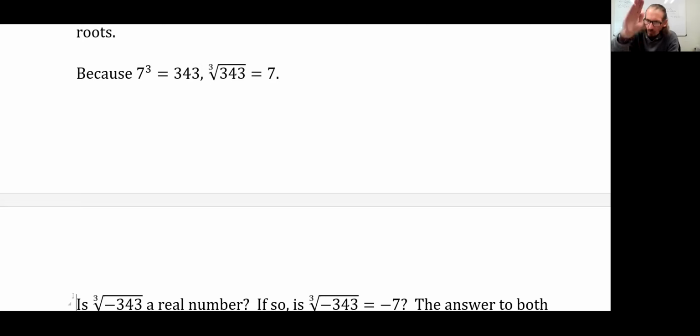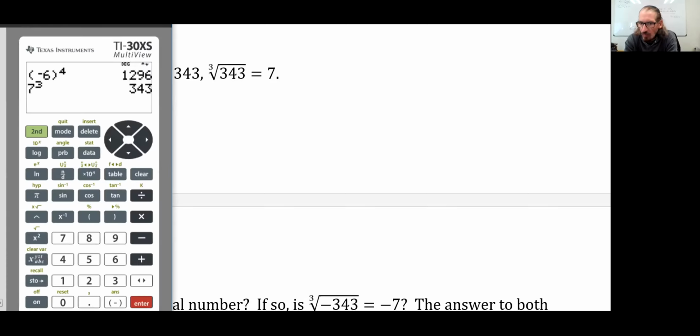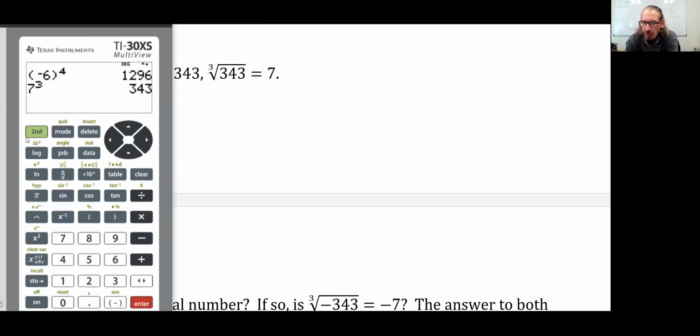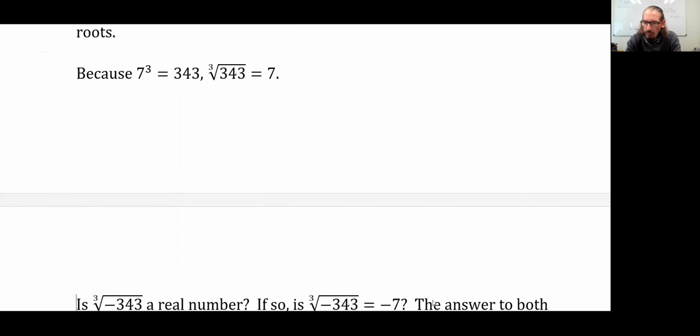So addressing one of the issues that was listed up above, I haven't shown the radical button yet. If I try to take the cube root of a negative number, can I do it? And the answer is yes. Because if I change that 7 to a negative 7 and cube that, the first two negatives are going to cancel out, and the third one will leave us with the answer overall being negative. So vice versa, the cube root of negative 343 is negative 7.